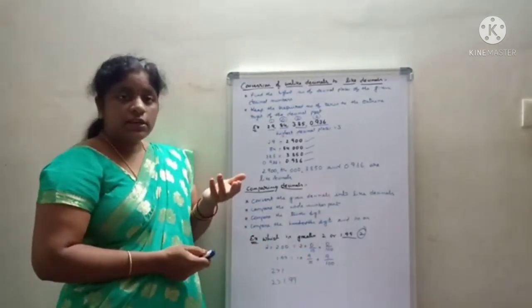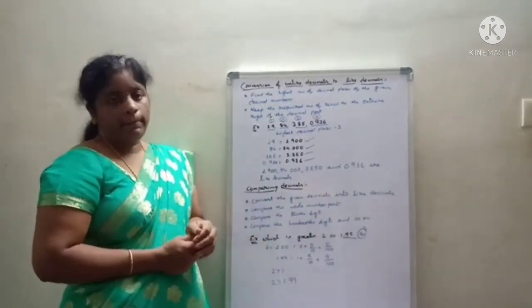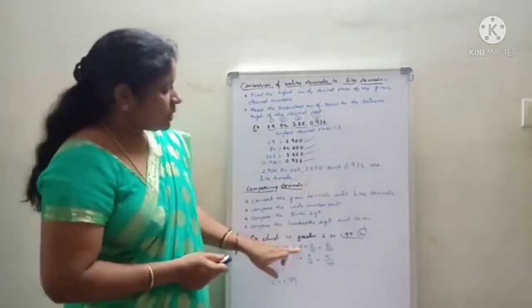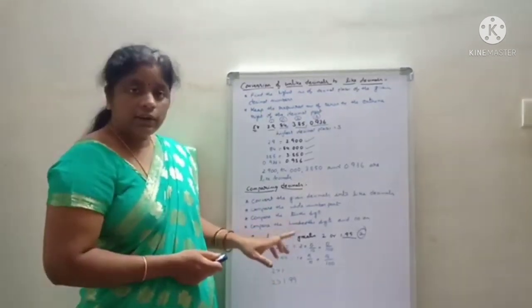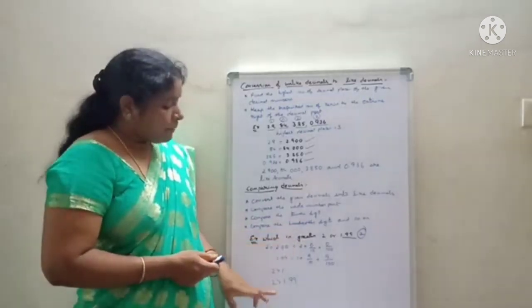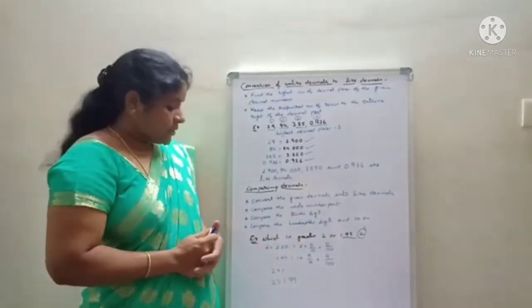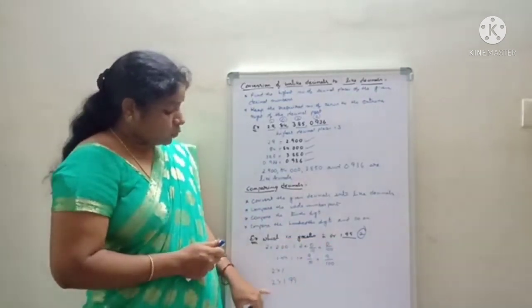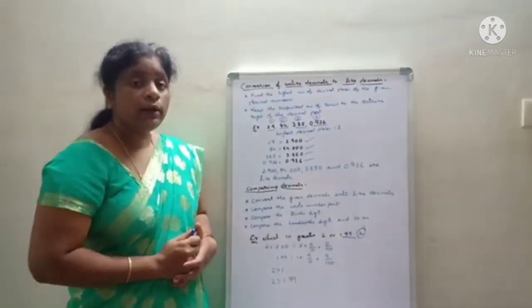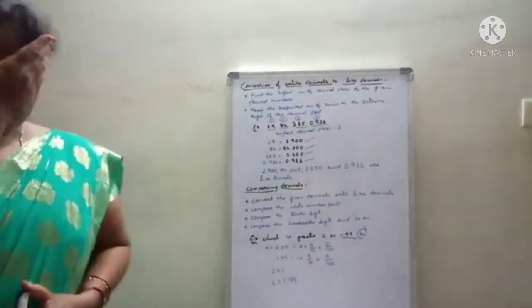So what is the first step? Compare the whole number part. Here in the first decimal the whole number is 2. In the second decimal the whole number is 1. So they are different, so compare them. Which is greater? 2 is greater. So 2 is greater than 1. Based on the given decimals, therefore 2 is greater than 1.99.